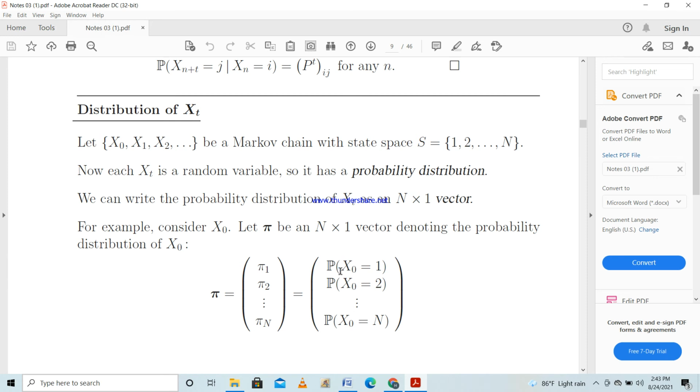So the probability of being at state 1 when time equal to 0, that is the probability X0 equal to 1, let's say that is phi 1. Likewise, the probability of being at state 2 when time equal to 0, that is phi 2. Likewise, for the probability X0 equal to capital N, we can talk about all these probabilities. So that is the distribution of X0. So actually we can write it as a column vector like this.